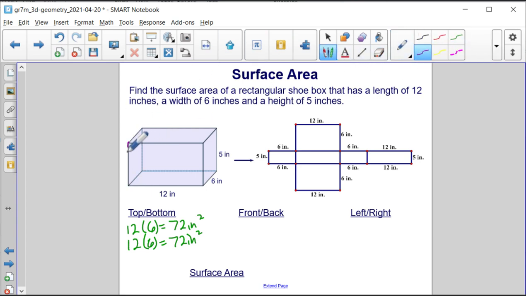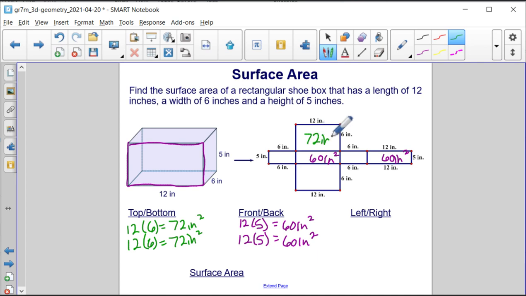So our front and back are these 2 rectangles. We have here, it would be 12 inches times 5 inches, and that's going to be 60 square inches. And we can write it again because one represents the front and the other one represents the back. So those that we found, the 60 is here and here. And we found the 72 for, again, the top and bottom.